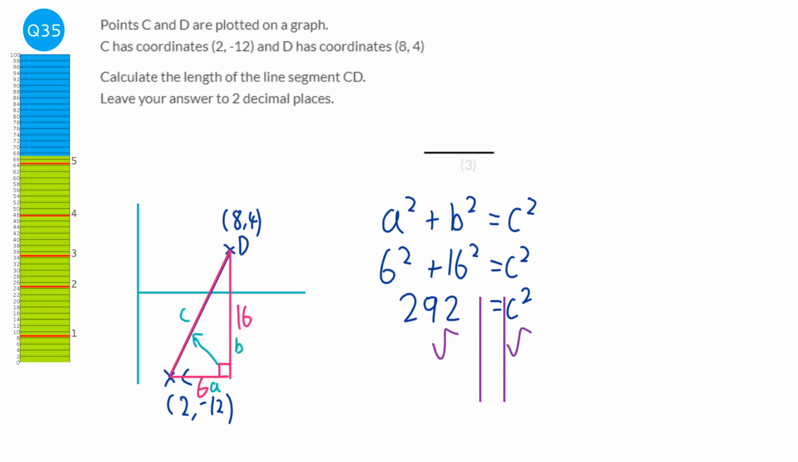And so we're left with 17.088... is equal to C. And because it asks for 2 decimal places, we're going to write the answer as 17.09.